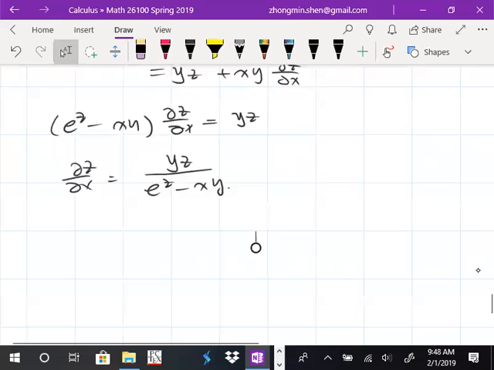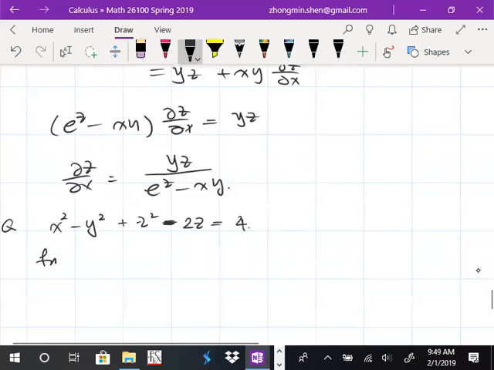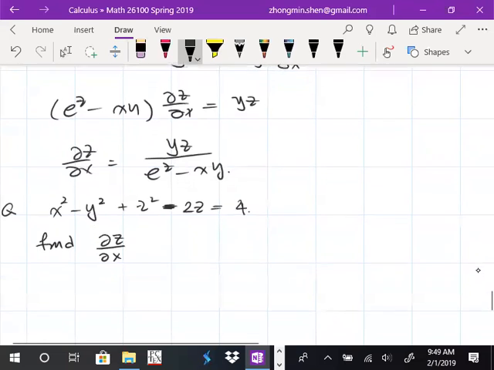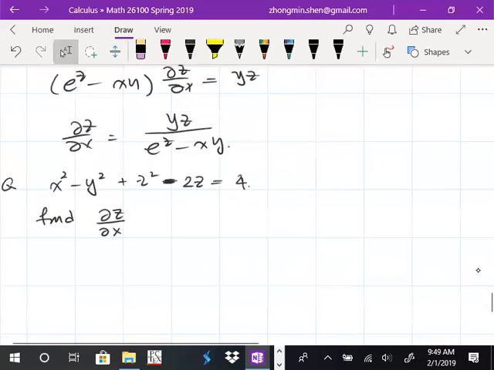Yeah, let's take a look at the next problem. We have x squared minus y squared plus z squared minus 2z equals 4. Find the partial derivative of z with respect to x. We can also find the partial derivative of z with respect to y.